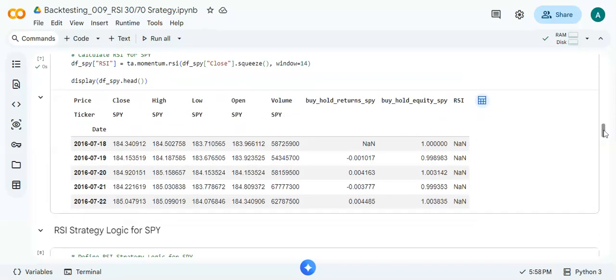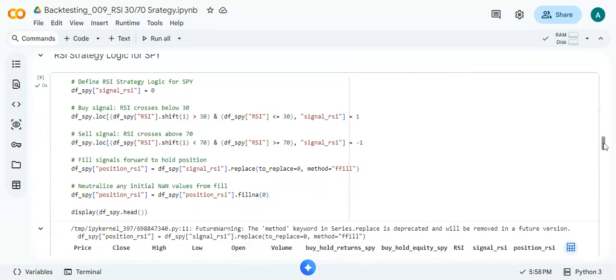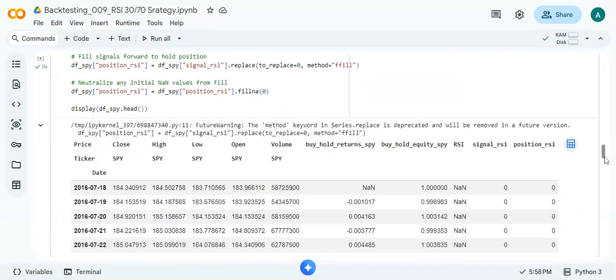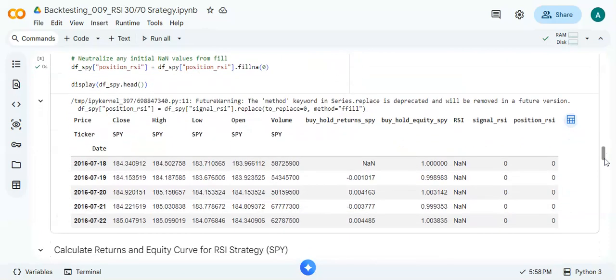So this is our technicalities, and here is the RSI strategy logic for the S&P 500. As above, we buy when it is below 30, which we consider a positive signal. We sell when it's more than 70, which we consider negative. For the non-available data, we fill it with 0 to have more available data. This is how it looks, just the first 5 rows for our reference.